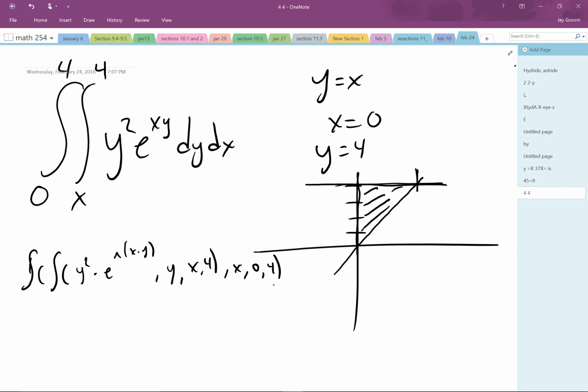So he said he wanted to do dy dx. y is bounded on the bottom by x, and the biggest it gets is 4. And then the other one is just 0 to 4, over to x, the biggest that x can be, and that's the number 4. You can't go to y because you don't want to bound it by a function, you want to bound it by a constant.